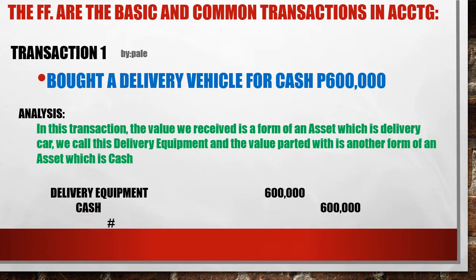So how to present it? So debit delivery equipment, 600,000. Credit cash for 600,000. So we have already identified it's a business transaction that is already established that all the problems I will give you, these are business transactions. Except for the withdrawal, you will know that later. Then we analyze what is the debit, what is the credit. Then we place the value, we measured it. We wrote 600,000.